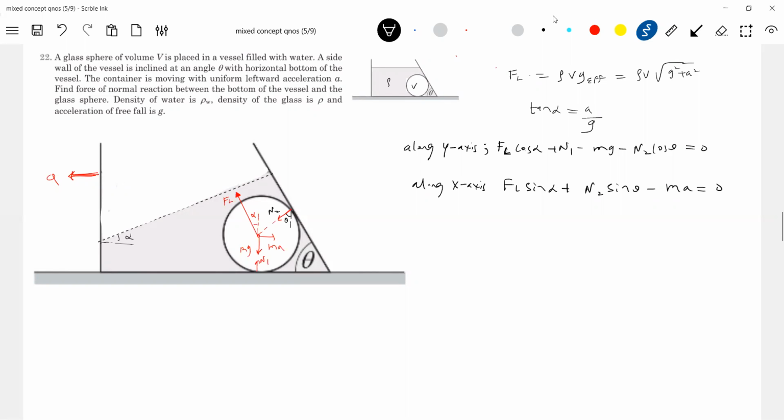So what is the question asked? Find the force of normal action between the bottom of the vessel and the glass sphere. So what is being asked? I think N1. Solving for N1 is needed. Rho W, water, rho W. What is M? M will be rho into V.